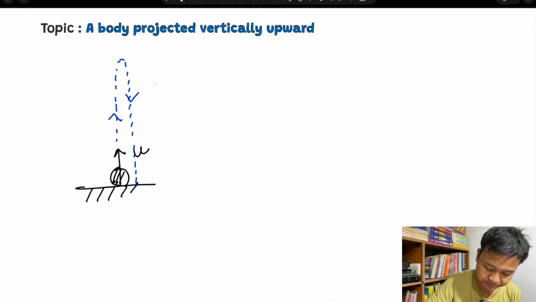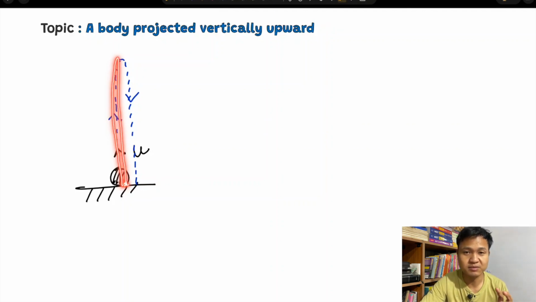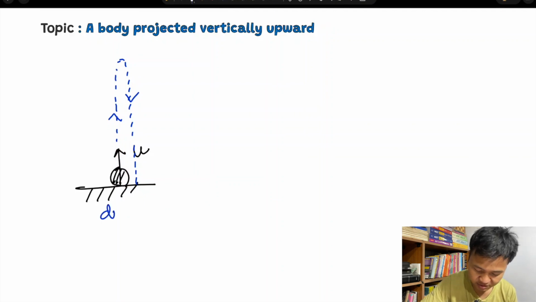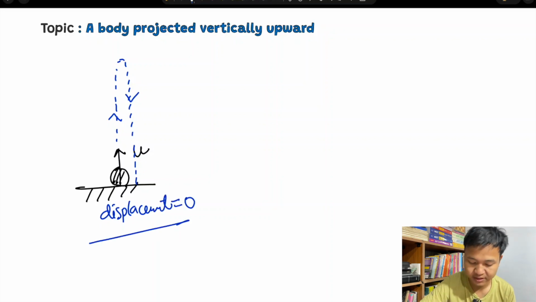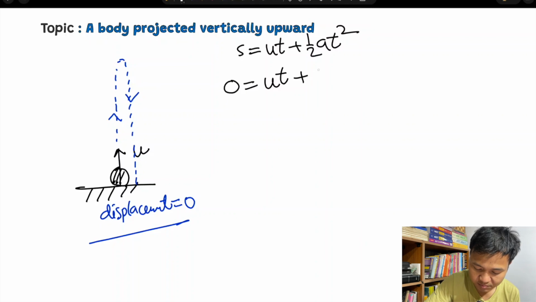Okay, so here, if you see the whole motion, it starts from here, goes up, and then comes back down to the same position again. The displacement is 0. So if I apply the formula s equals ut plus half at square, 0 equals u into t plus half into minus z into t square.